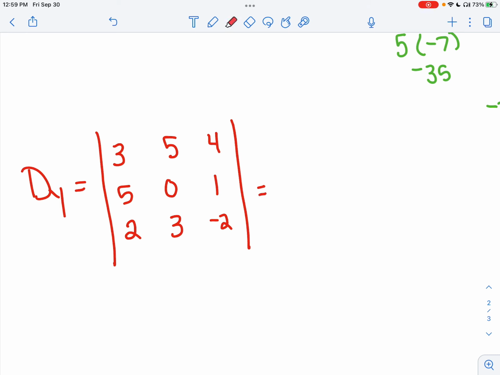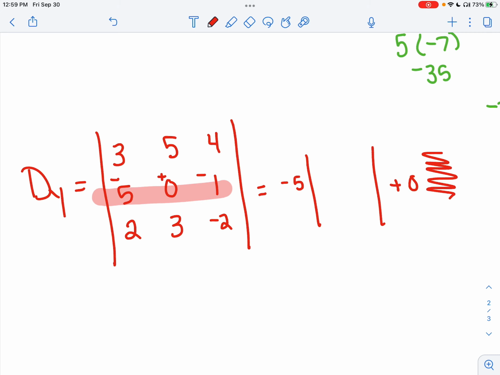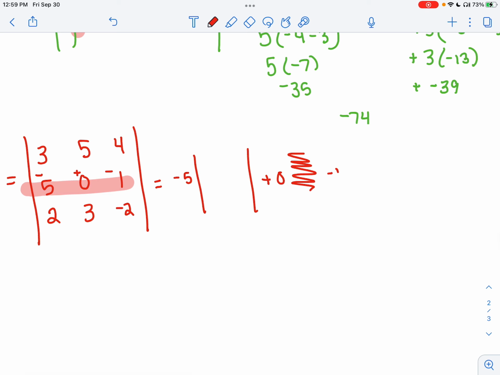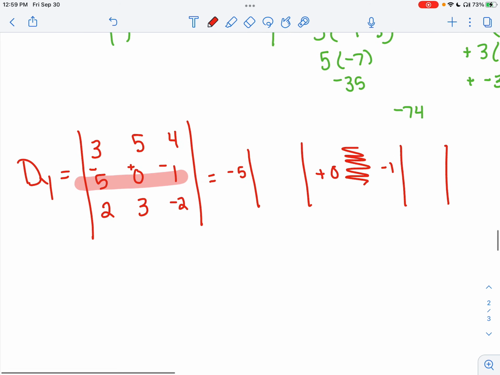To do this determinant, I'm actually going to do my middle row. That's fine. That's going to be a minus, a plus, and a minus. You can do whatever one you want. We'll end at the same number as long as you did it right. Okay, so I'm going to have a -5 times the determinant. I'm going to have a 0 times who really cares. And I'm going to have a -1 times something. Let's do the -5 first.